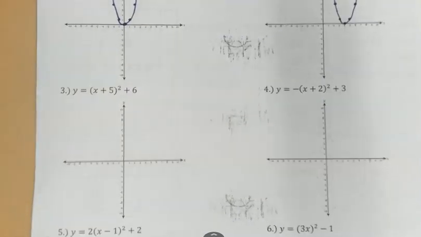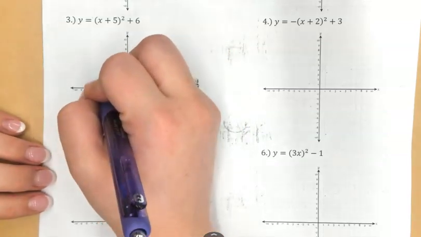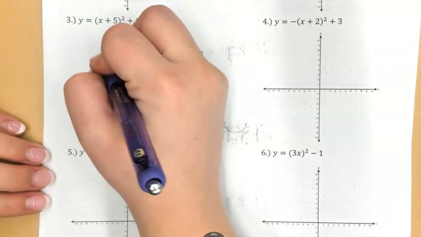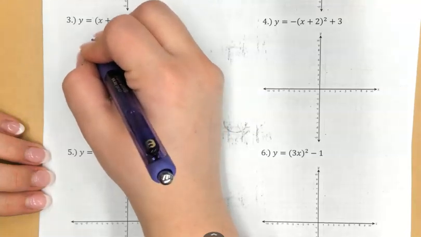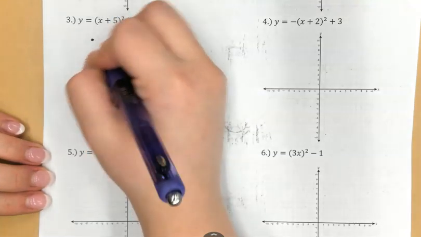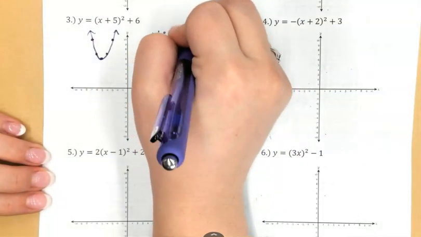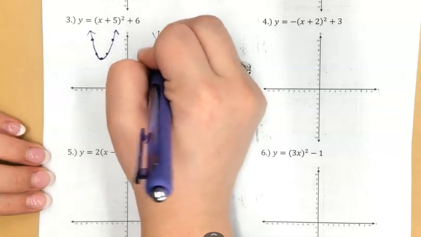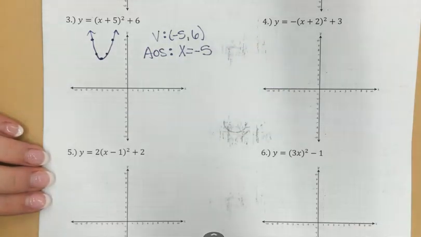On to 3. I've got 2 transformations happening here. It looks like I'm going to the left 5 and up 6. And then I can graph my other points. Now my vertex is at negative 5, 6, and my axis of symmetry is at x equals negative 5.